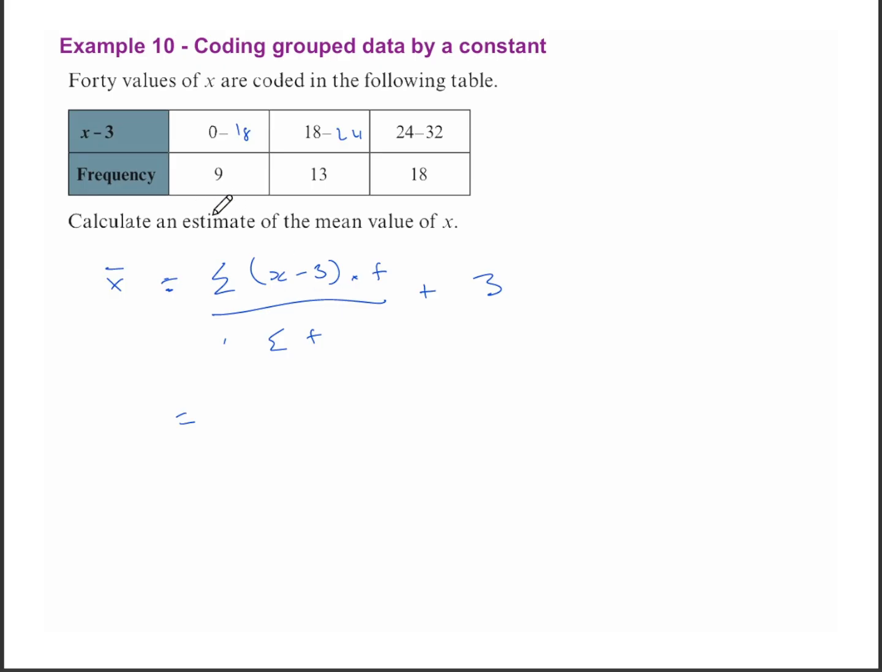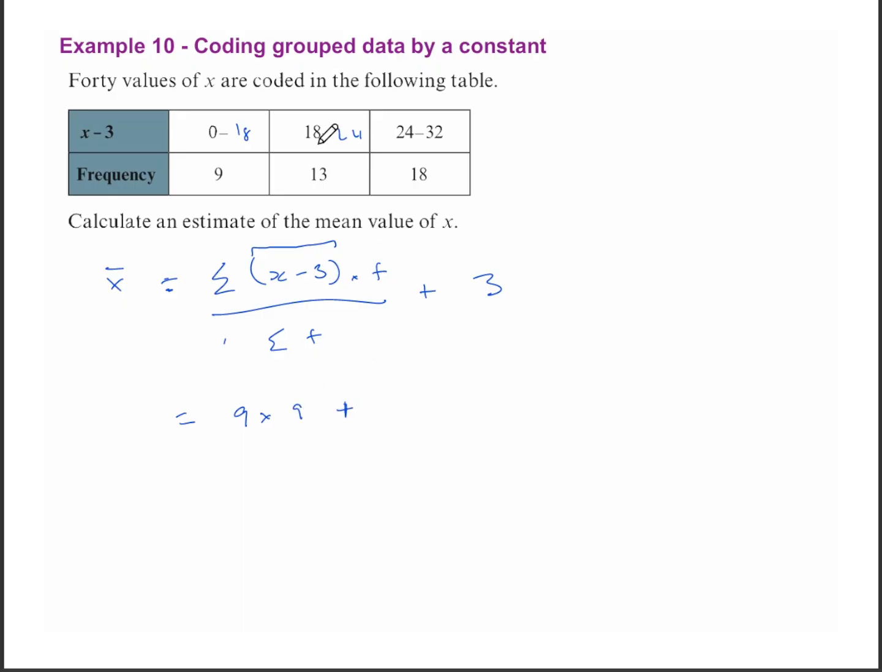Remember, because the coded data is grouped, we're going to take the midpoint as our estimate, representing the entire group. So of the group 0 to 18, our estimate, the midpoint that represents all of the data points in that group, is going to be 9. So 9 is going to be our representative from the x minus 3. Then we have to multiply by the number of times it's repeated, which is 9 times.